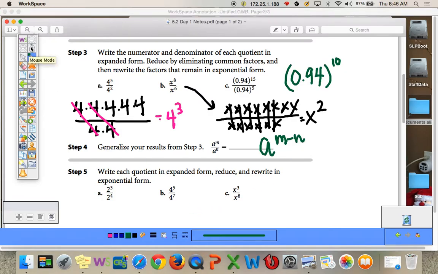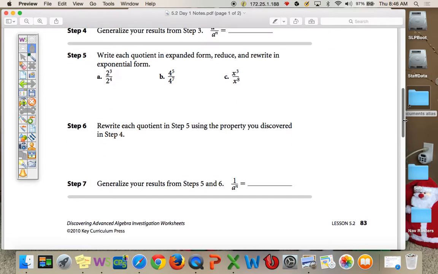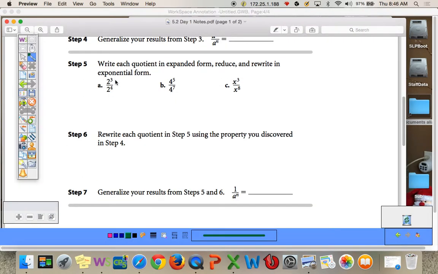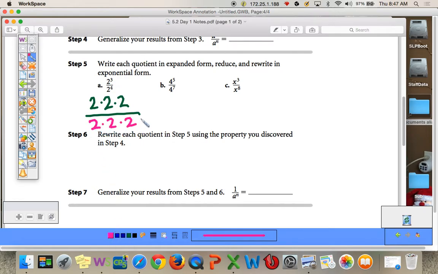All right, let's do that again, but what happens if the exponent is bigger in the denominator, in the bottom of the fraction? So again, we can write it out. 2 to the 3rd over 2 to the 4th means 2 times 2 times 2, and then we have 4 2's on the bottom. And then we can cancel, and we get 1 over 2.